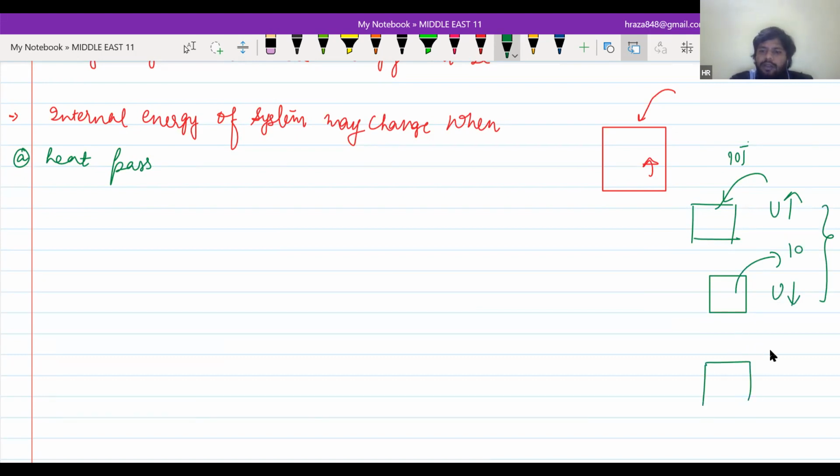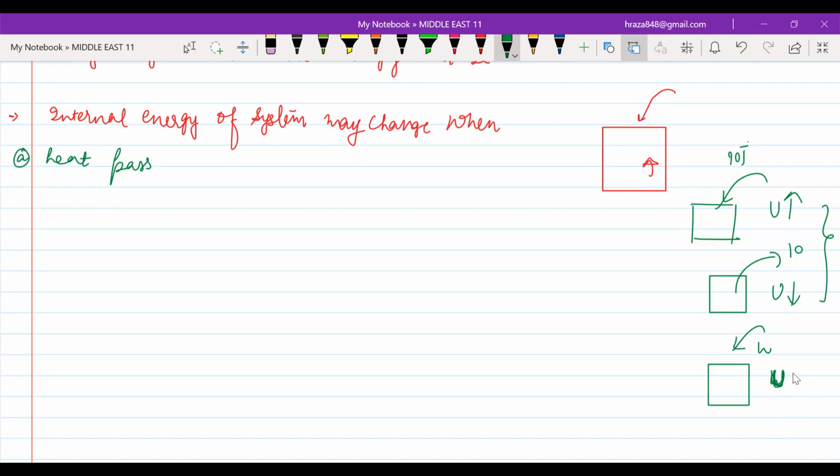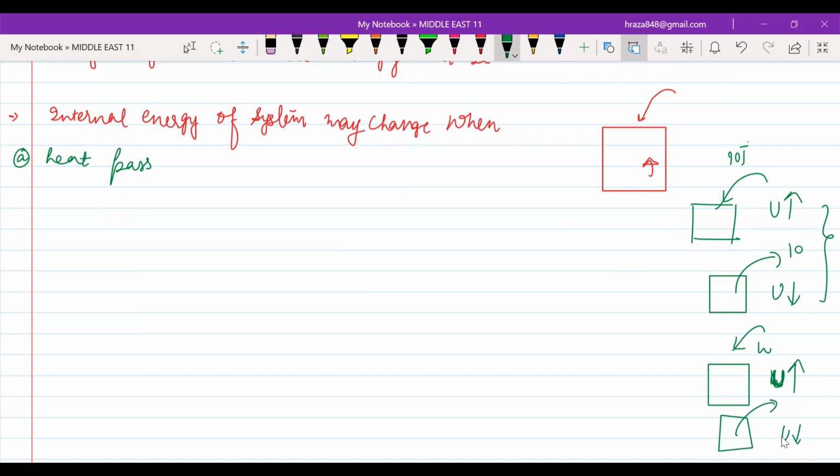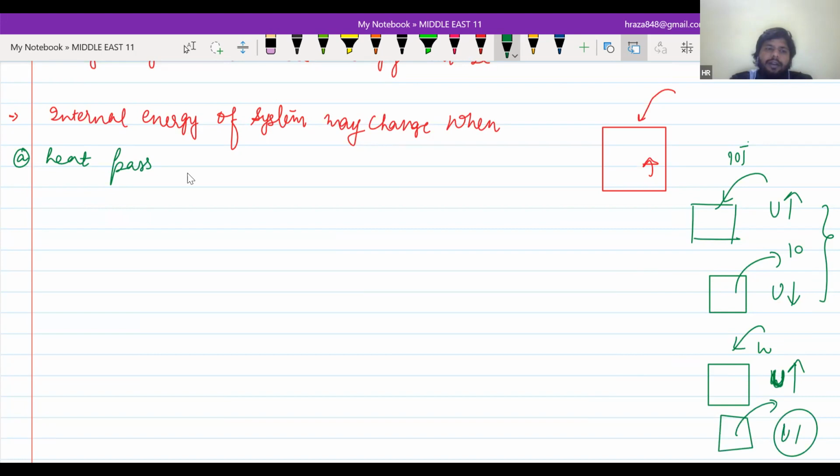Another: if you do work on the system, will internal energy be increased or decreased? Ifra? Sir, increase. It will be increased. And if the system does work, internal energy will be decreased. So by two means we can increase or decrease internal energy.